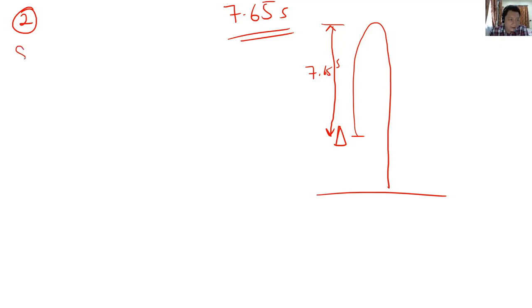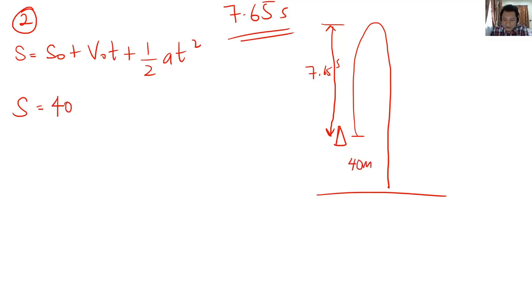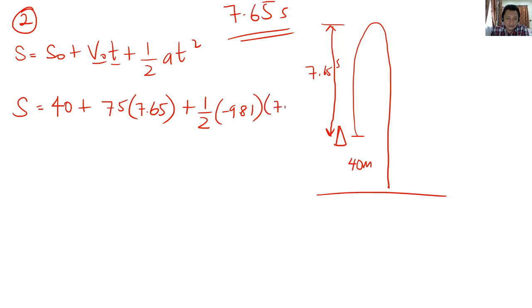It should be. So S is equal to S naught plus V naught T plus half A T squared. S naught, the original displacement, is 40 meters above the ground, remember? Already 40 meters. Original velocity times time. Original velocity is how much? 75. Time 7.65, plus half negative 9.81 times 7.65 squared.